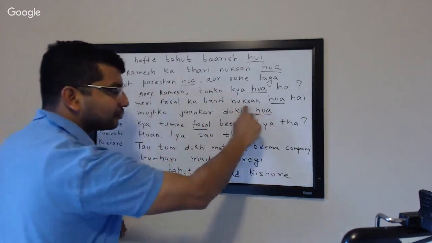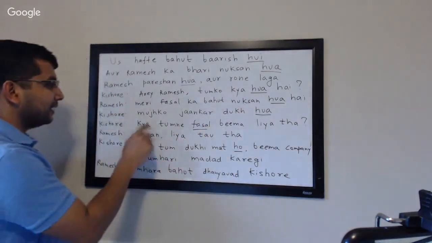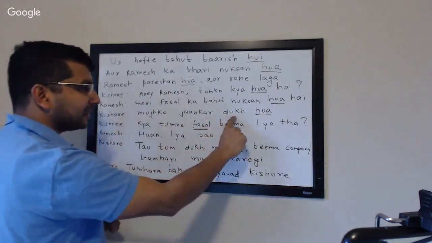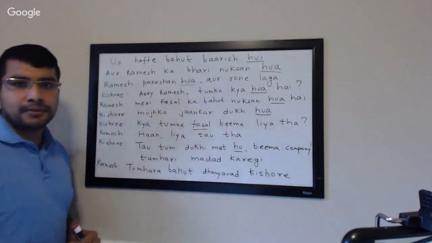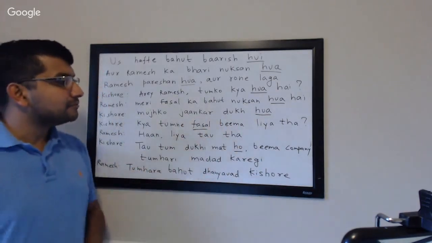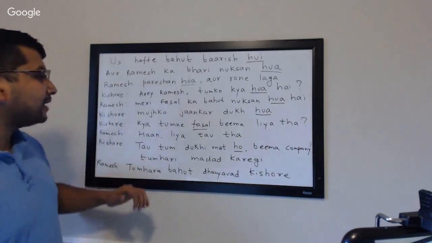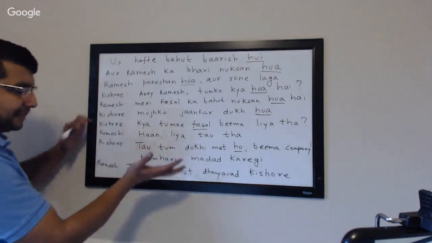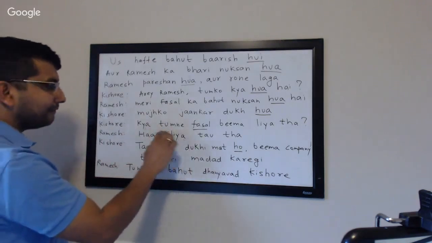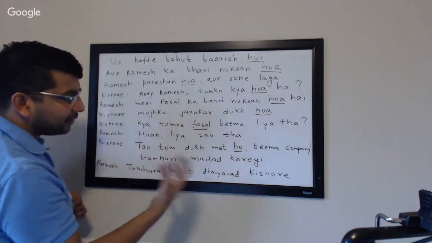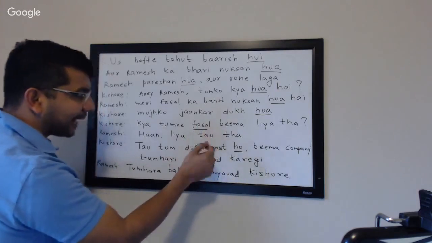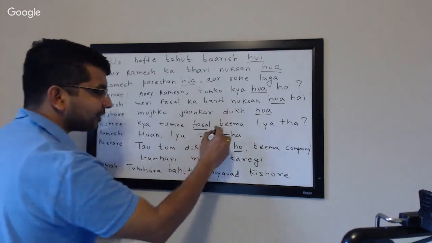Similarly, again, use of nuksan hua. And then here something again, dukh hua. He became upset or he became sad. Okay, and after that, basically, I kept the story as is, but I gave it a new twist by giving you a new vocabulary word, fasal bima, crop insurance.